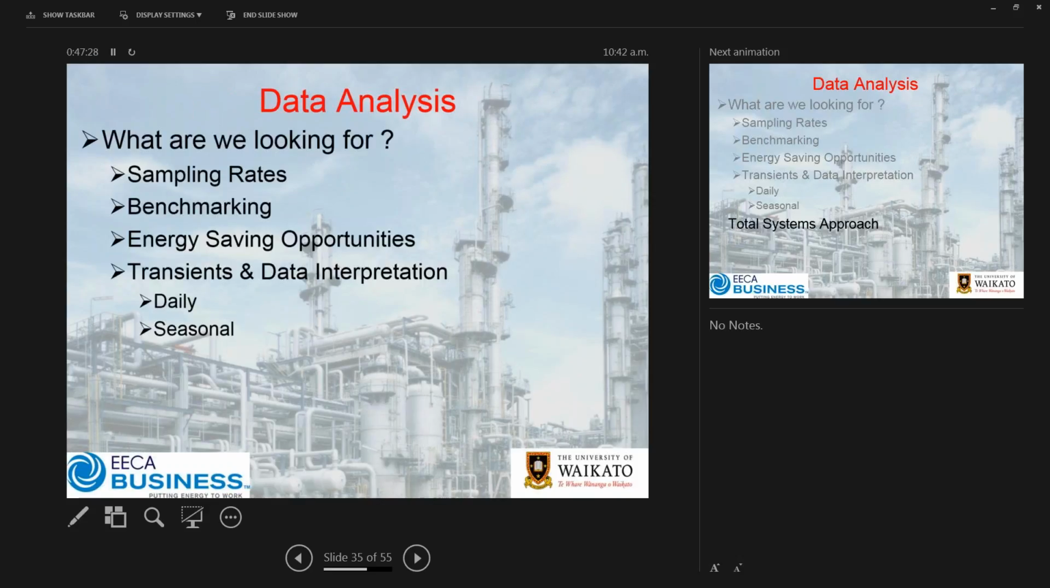Now, from a data analysis point of view, we talked about this briefly at the beginning. This is where you need to make sure that you're getting all of the relevant data that you need. Have you got the right benchmarks?